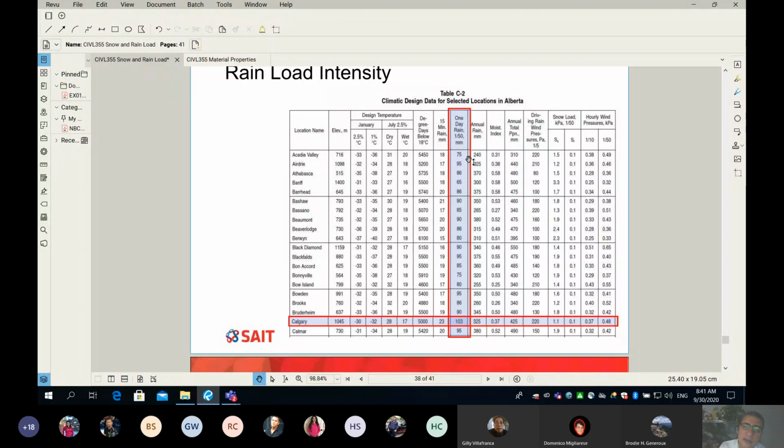It means it will happen once every 50 years that the rain will be with this intensity in millimeters. So in Calgary here, there is one time over 50 years it will rain, and the depth of water will be 103 millimeters, so 10 centimeters of rain in one day.